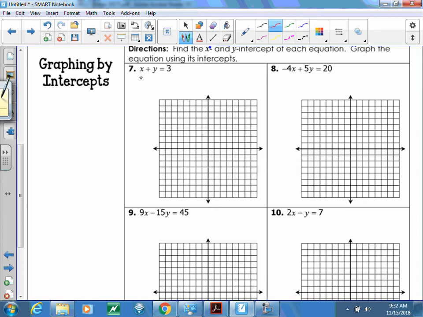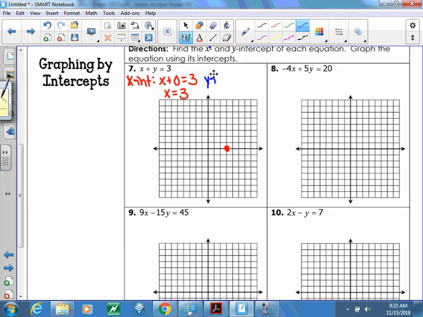If I take a look at this problem here, x plus y equals 3, to find the x-intercept, I'm going to set y equal to 0. So x plus 0 equals 3. That means that x is going to have to equal 3. So on my x-axis, I can place a point at 3.